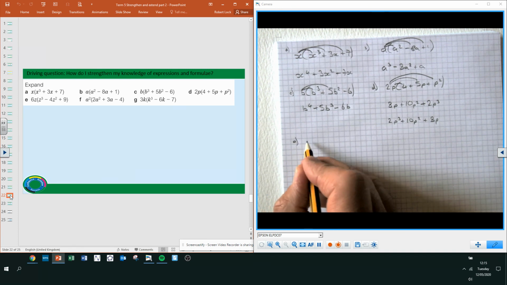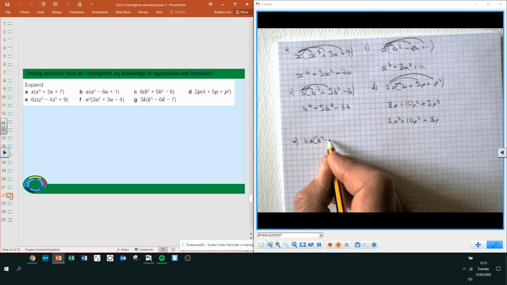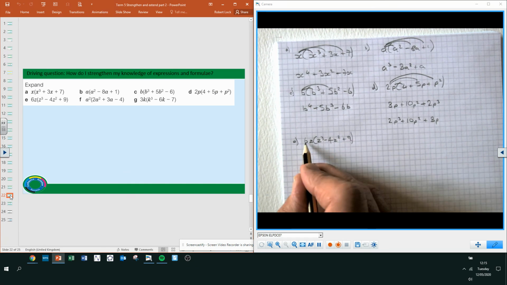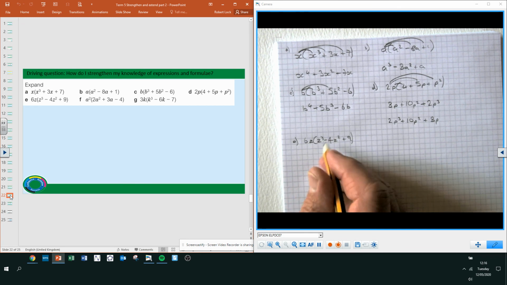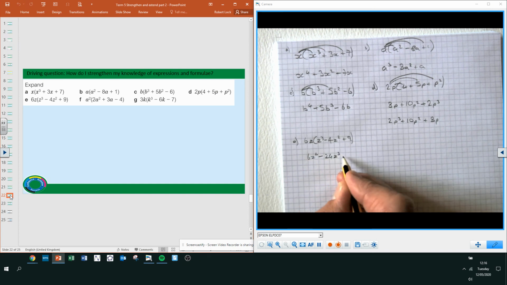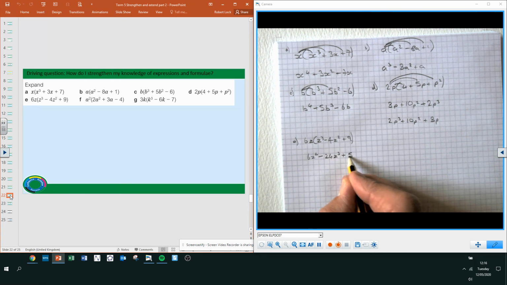E. 6z plus z cubed minus 4z squared plus 9. 6z times z to the power 3 is 6z to the power 4 minus 6 times 4 is 24 z to the power 3 plus 6 times 9 is 54z.